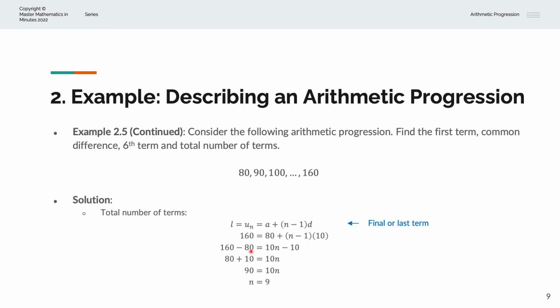So 160 minus 80 is where we've brought the 80 to the left-hand side, and we've expanded the brackets to be 10n minus 10. And 160 minus 80, that gives us 80. And bringing the minus 10 to the left-hand side, that gives us plus 10. And we'll copy the 10n down. So 80 plus 10 is 90. And solving for n, that gives us n is equals to 9. So despite having an incomplete progression, we're able to solve for the number of terms in the progression, which is 9 in this case.